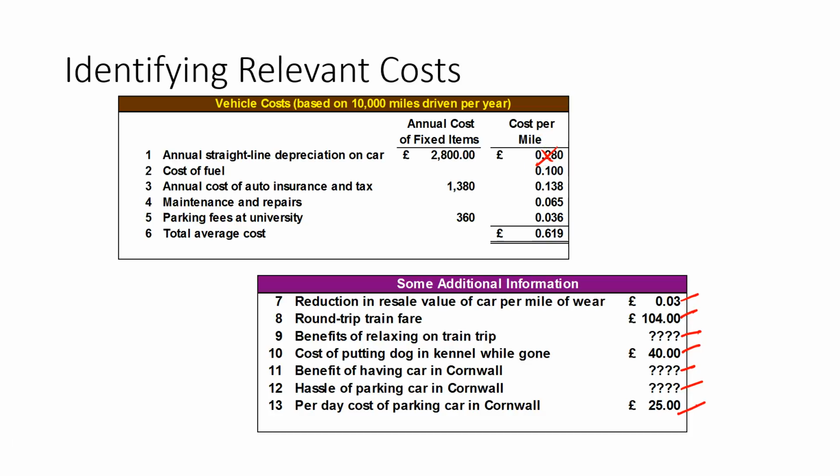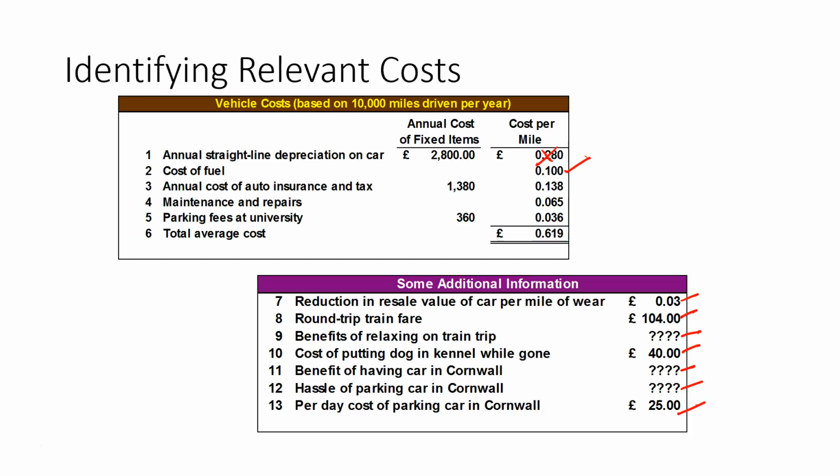The cost of the fuel, so if she does drive to Cornwall, then she will incur the fuel cost. If she doesn't drive, she won't. So that's incremental. It'll happen in the future because she hasn't yet gone, and it's a cash flow. So the cost of the fuel is relevant.